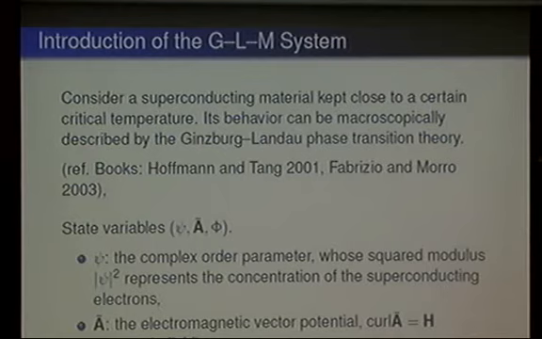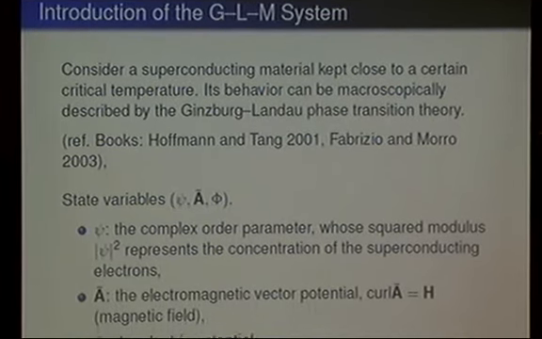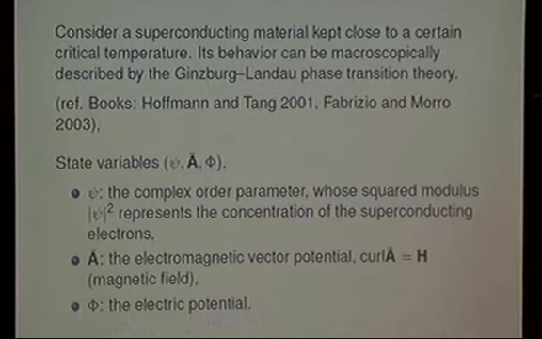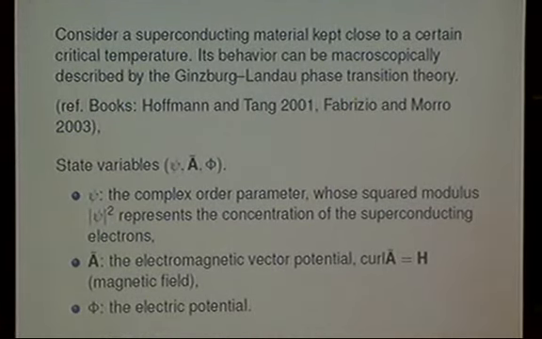Now we consider a superconducting material in a bounded two-dimensional domain with a smooth boundary. The material is supposed to be near a critical temperature, so our model is isothermal. It is well known that the behavior of this kind of superconducting material can be described within Ginzburg-Landau phase transition theory. For more references, we can refer to a book by Hoffman and Tang in 2001, and also a book by Fabric and Morrow in 2003.